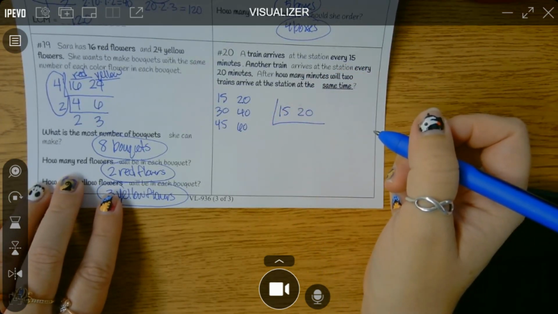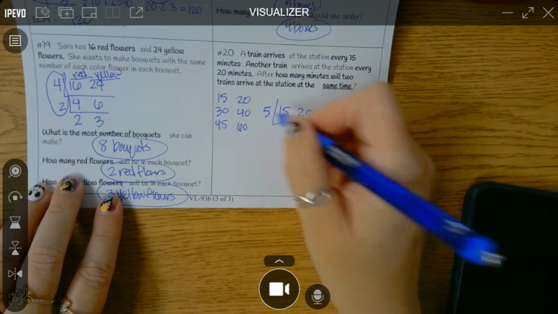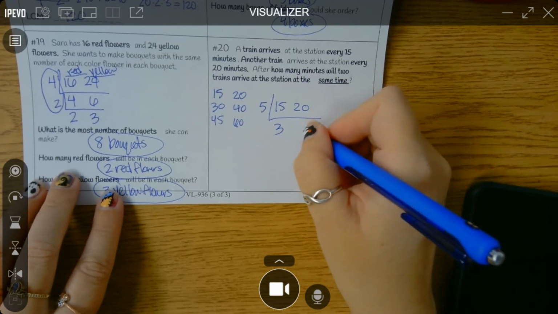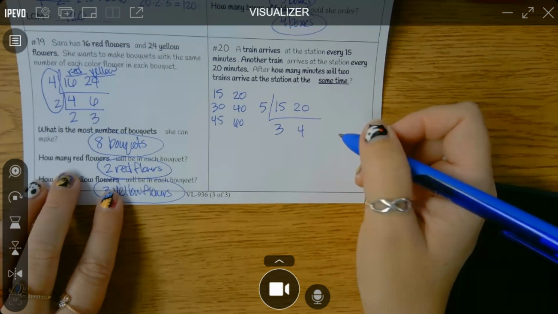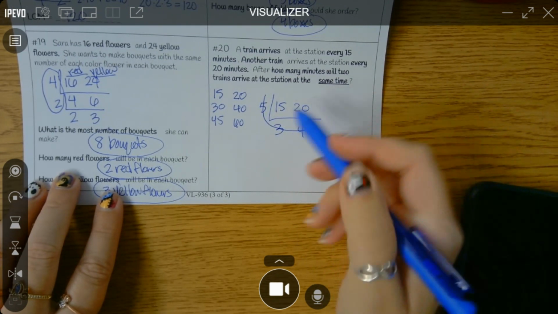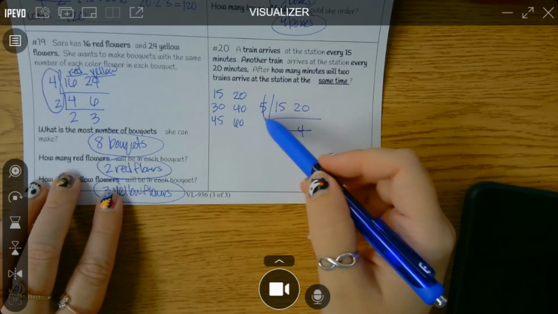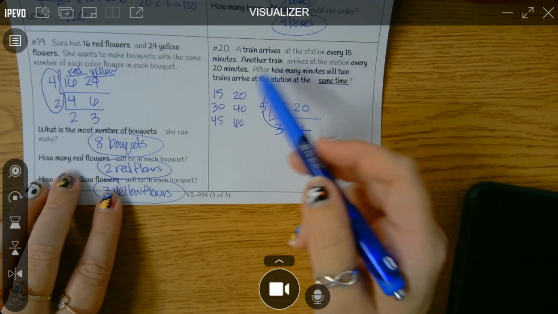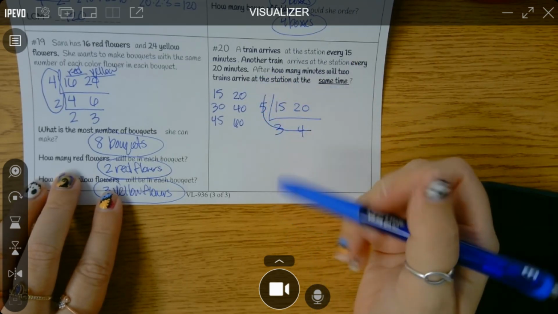What can go into 15 and 20? 5 can. And 5 goes into 15 3 times. And 5 goes into 20 4 times. Okay, can I keep going? Nope. So do your L for LCM. Because think about it. If I were to, is this a GCF? Is it 5? After 5 minutes, they'll both arrive at the same time. How? This arrives every 15 minutes and this arrives every 20 minutes. That doesn't even make sense.